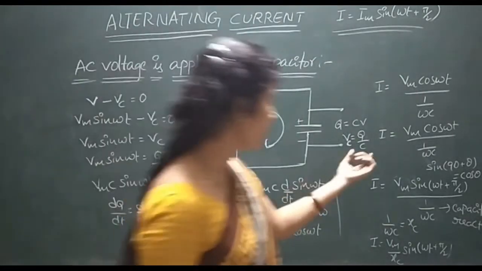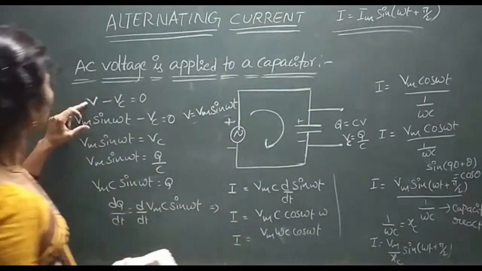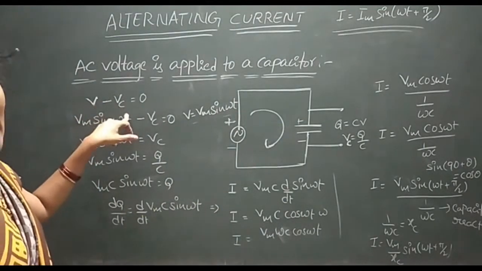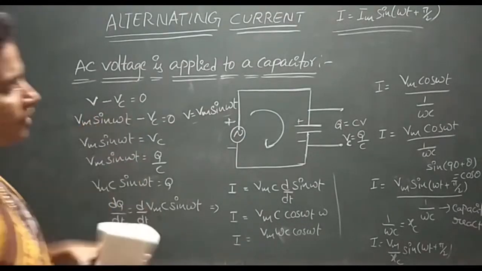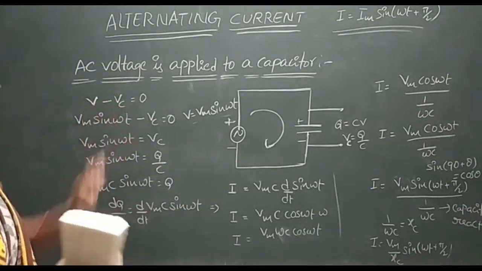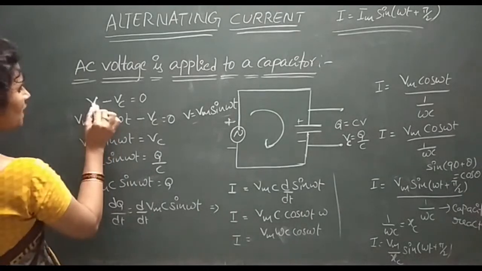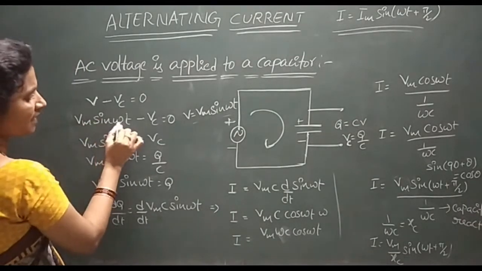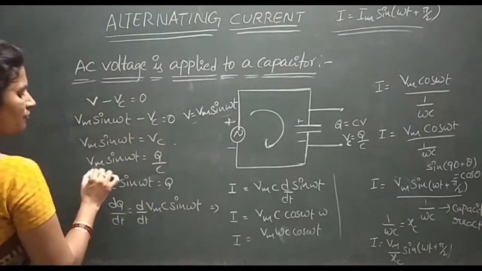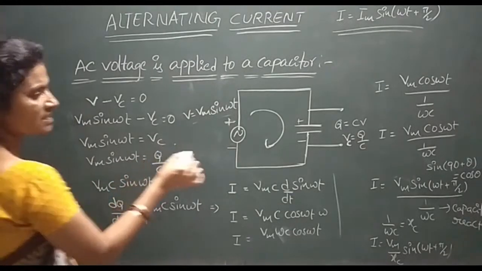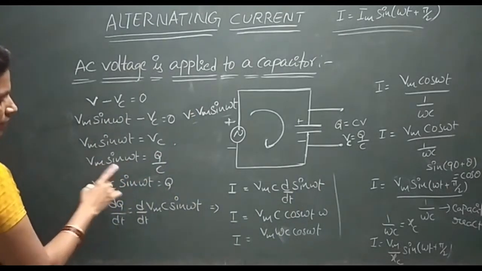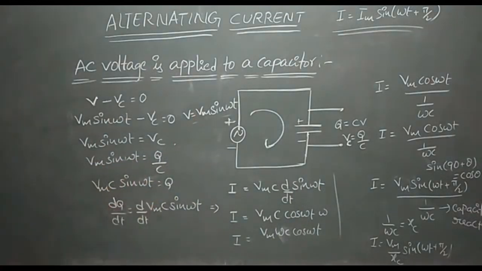VC is equal to Q by C. So here V minus VC is equal to 0. Here the potential drop across the capacitor is VC. Why? Because I already explained in the resistor why it will be V minus VC. So in place of V, Vm sin omega t minus VC is equal to 0. Vm sin omega t is equal to VC, and in place of VC we substitute Q by C. Cross multiplication: Vm into C sin omega t is equal to Q.